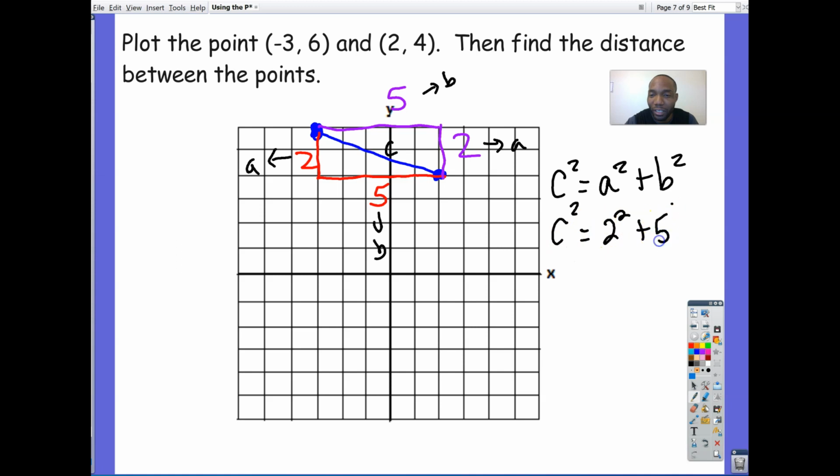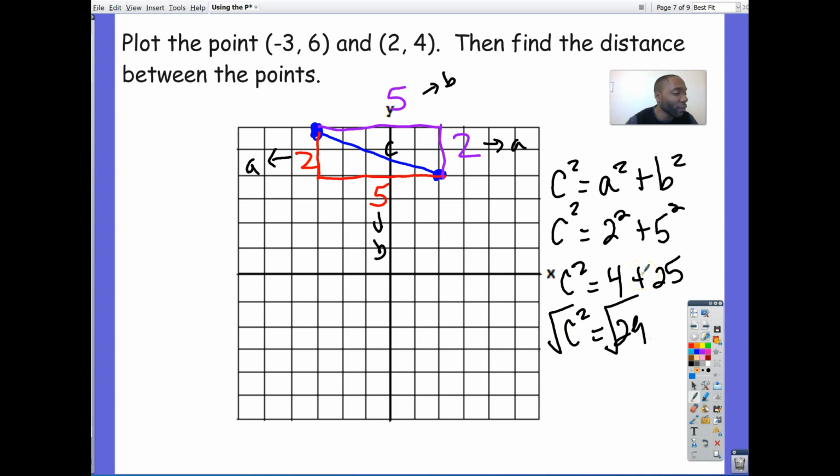b is 5 squared. So c squared is equal to 4 plus 5 squared, which is 25. c squared, I know I can fly through this because I know y'all know how to do this by now, is equal to 29. And then we take the square root of 29. We know that's not a perfect square. And y'all know y'all can use Desmos like we've been doing.